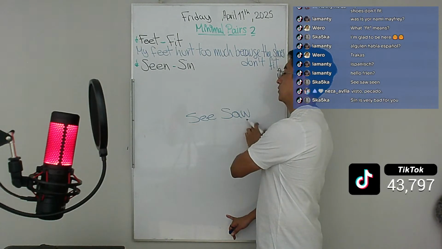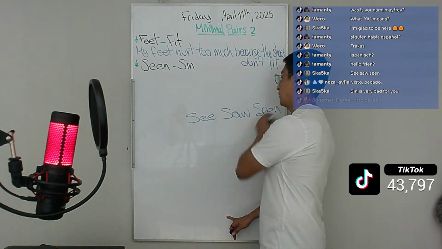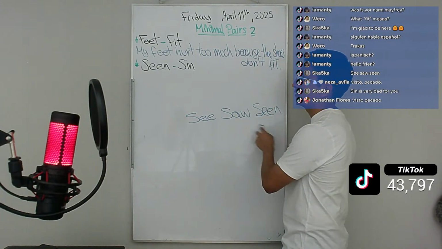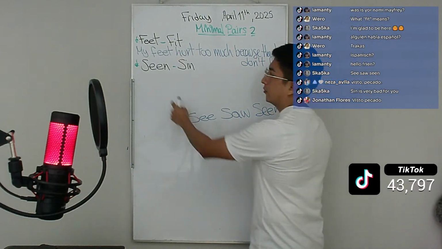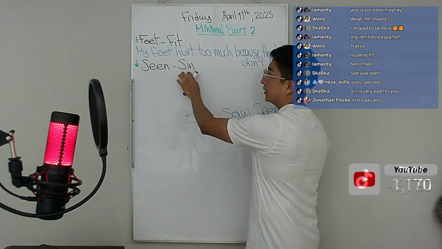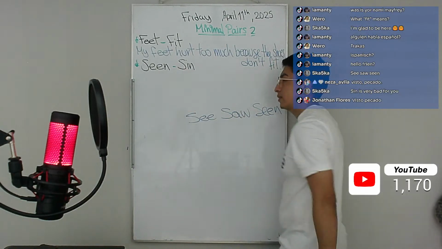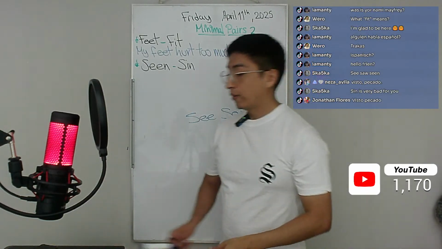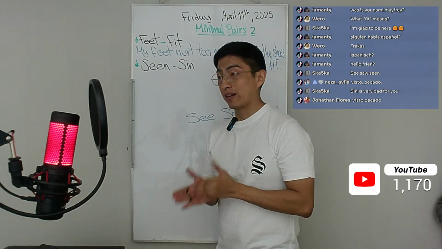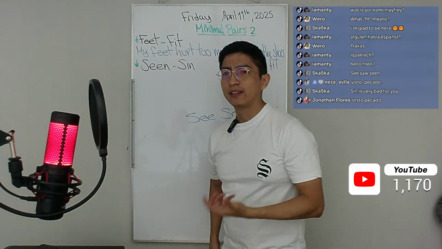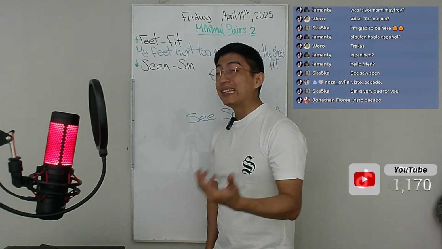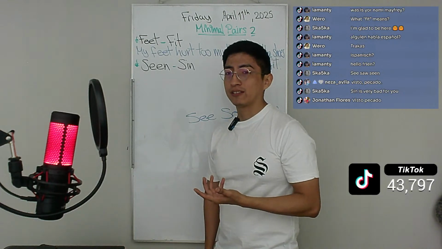So, "sin" and "seen." "Seen," in this case, is the past participle. Now, what does "sin" mean, guys? Well, this is something that you do that is incorrect, that is wrong, especially if we're talking about a religious context.